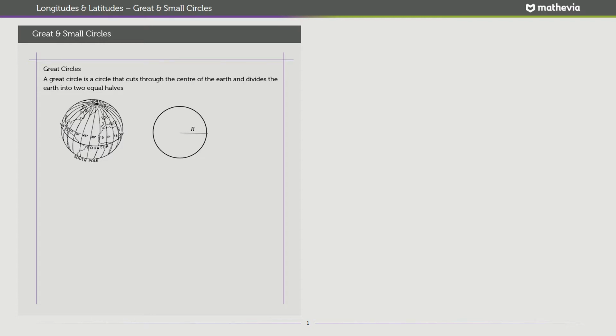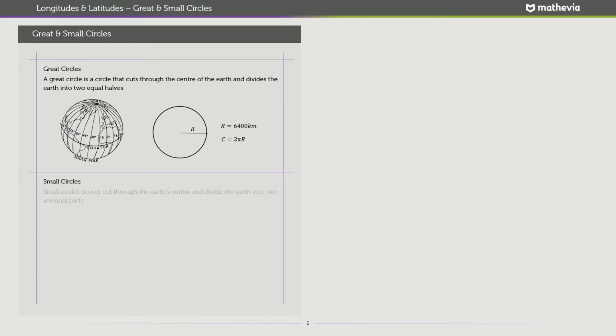Now if you're looking to find the circumference of a great circle, basically you have the radius of the earth. The radius of the earth is 6,400 kilometers. If you're looking to find the circumference of any great circle, you just multiply 2 pi times 6,400 and you get the circumference of a great circle. Simple.